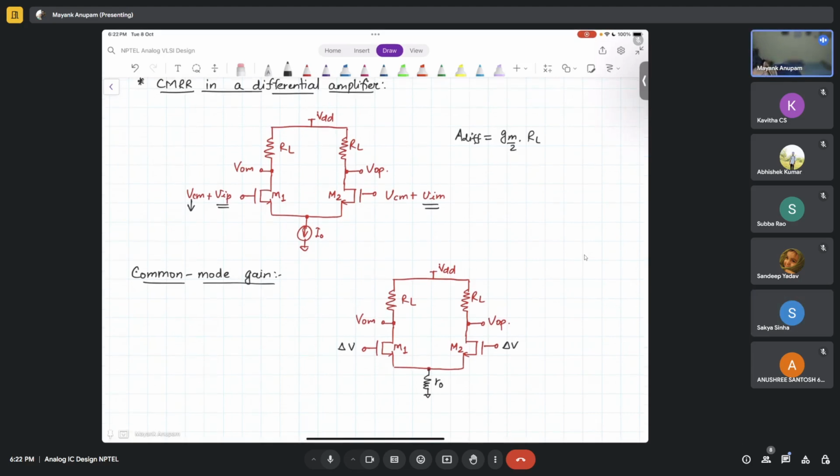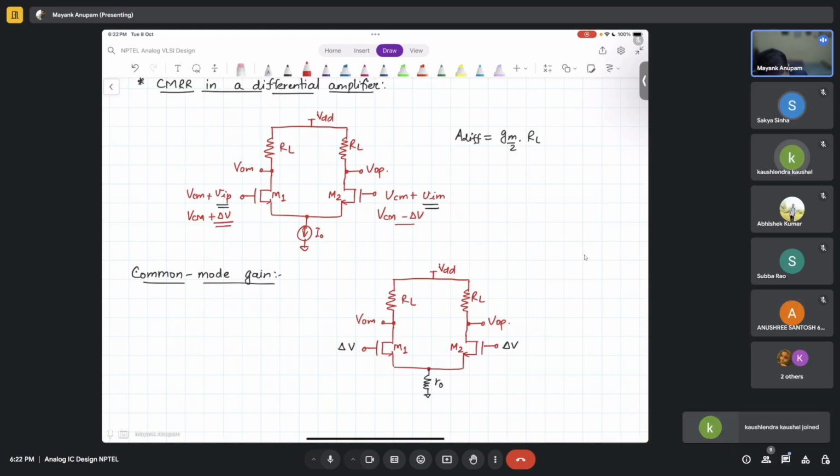Here I have not made any distinction. This VIP and VIM are not strictly differential. If I had written that the voltage here is VCM plus delta V and the voltage here is VCM minus delta V, then above the common mode bias voltage, this delta V would be differential. VCM is always the bias voltage, so for that I have written it in capitals.